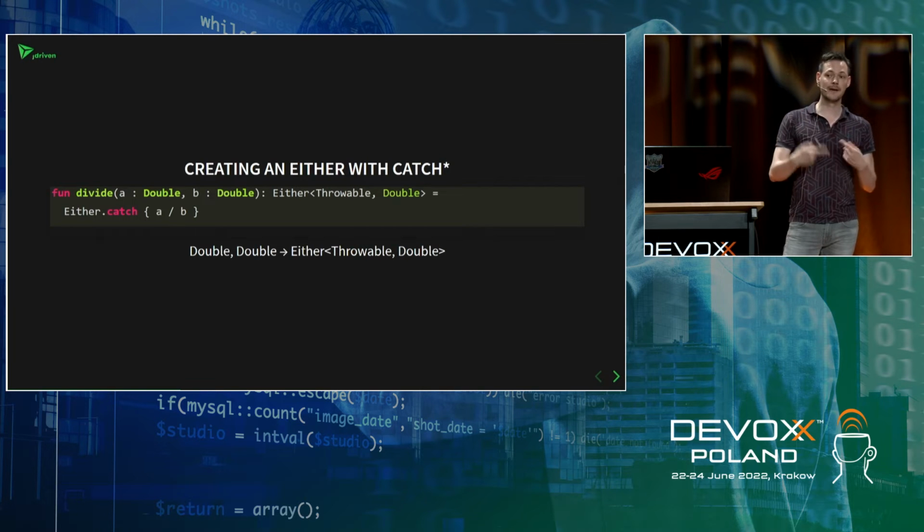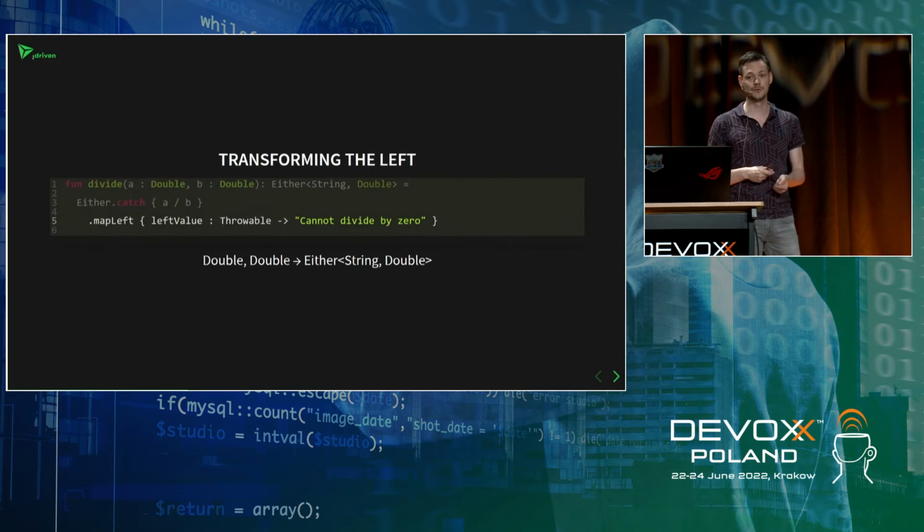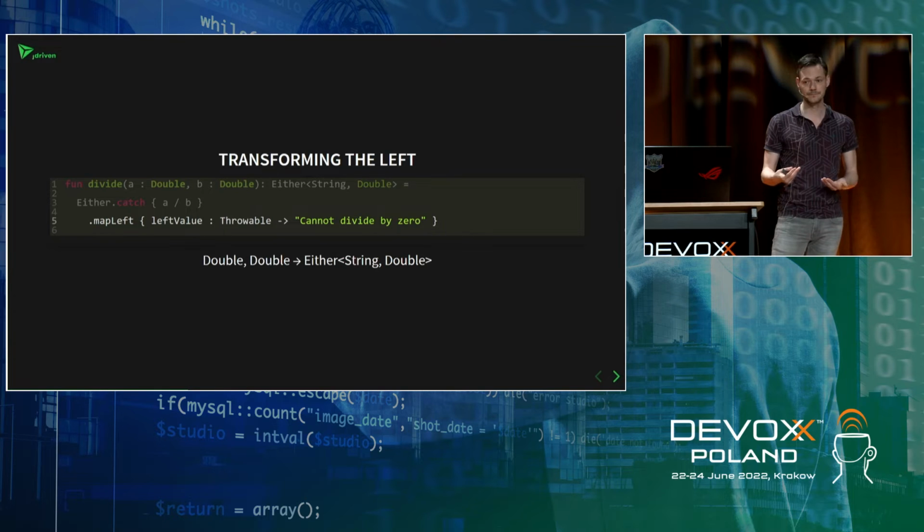If we want to go back to a String as a left side, we can easily do that. We can just call .mapLeft. And the nice thing about this is, this function only gets executed if it's an instance of Either.Left. If it's an instance of Either.Right, this function will just get ignored. It won't do anything. And here we can transform the Left into something else. For example, we can get our String back.